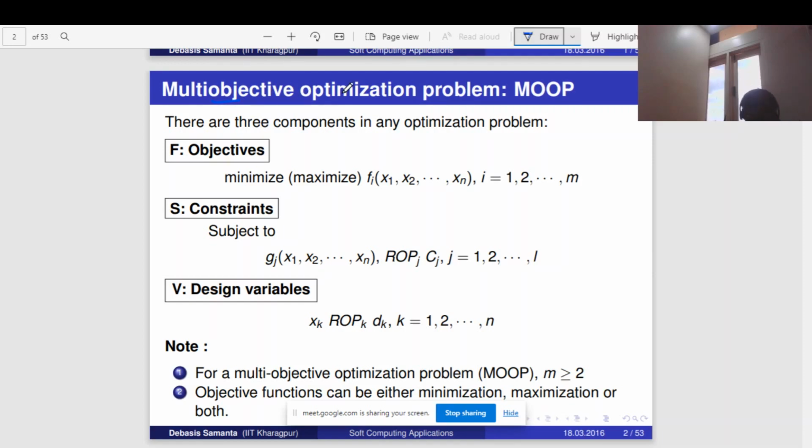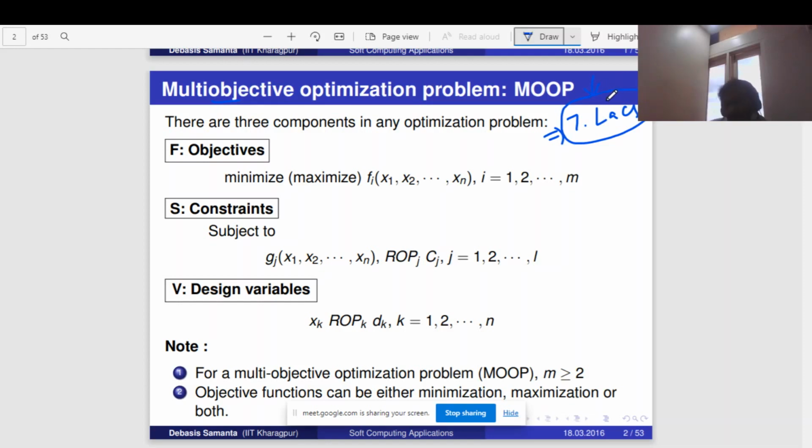For example, if someone says that after my BTech I want a job with a 7 lakhs package per annum, wherever, maybe it is fine. The job may be in Hyderabad or Delhi or anywhere, but I need this package. So this is a single objective function. That student has only one objective: I want this package, that's it.